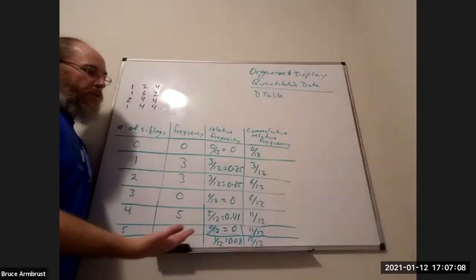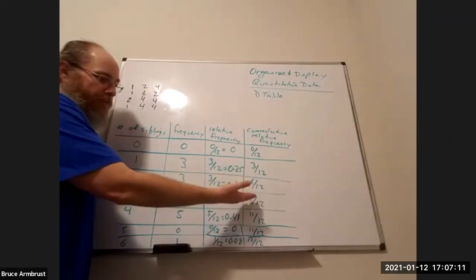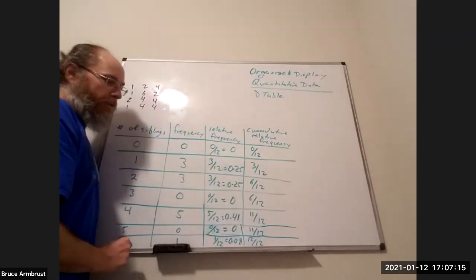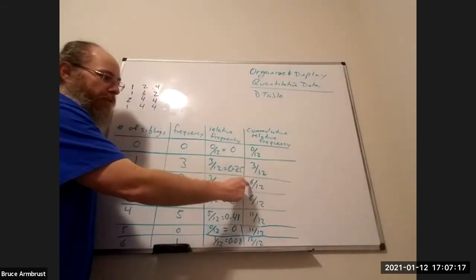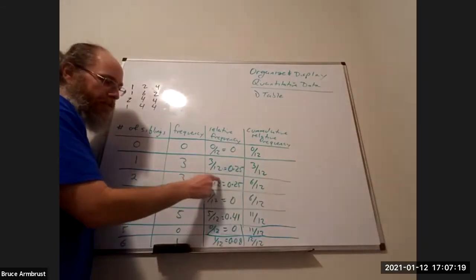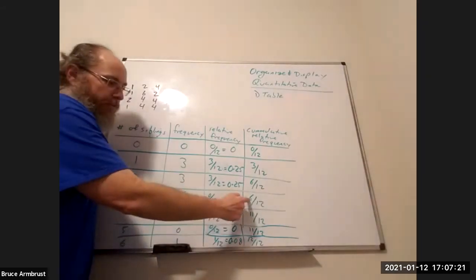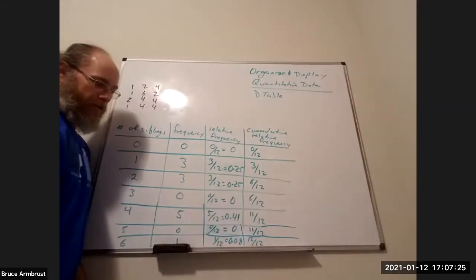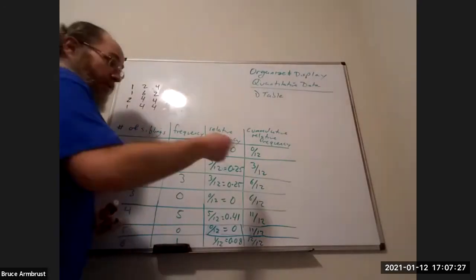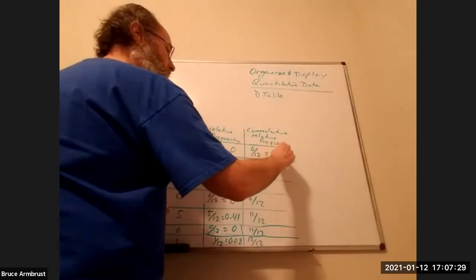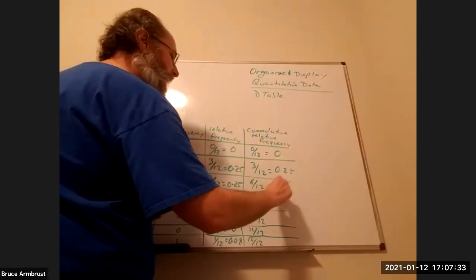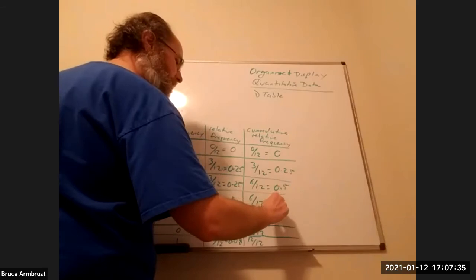So notice that all we're doing to get the next one is just adding that relative frequency, right? To jump from 3/12 to 6/12, we added this 3/12. To get from 6 to 11, we added these 5, and so on down the line. Now, let me go ahead and put these in as decimals. This is 0. This is 0.25. 6/12, that's half. That's 0.5.